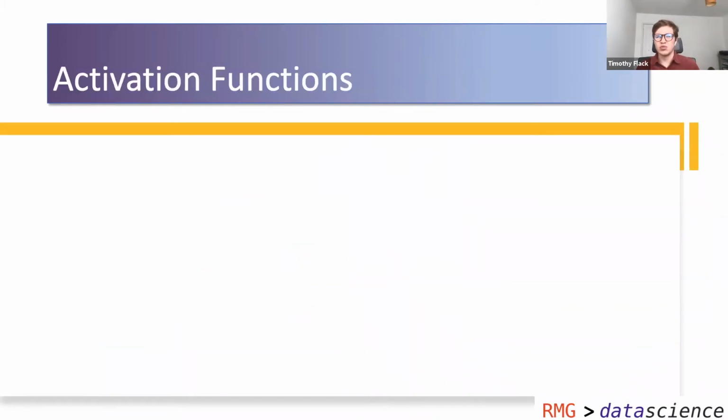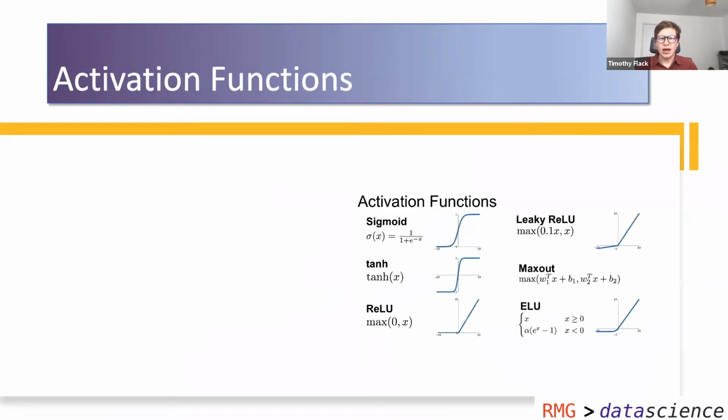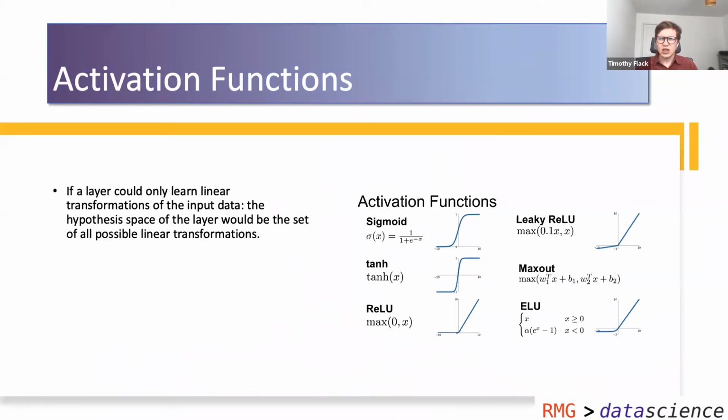Okay, so we have spoken briefly about activation functions, but why do we need them? So on the right, you can see some examples of common activation functions. And for example, we will see more of the relu and the sigmoid function later. If a layer could only learn linear transformations, that's what we've seen before with our matrix multiplication with our bias, if it could only learn linear transformations of the input data, the hypothesis space of that layer would just be the set of all possible linear transformations of the input data into some x-dimensional space, where x is just the number of neurons or nodes you've chosen for that layer.